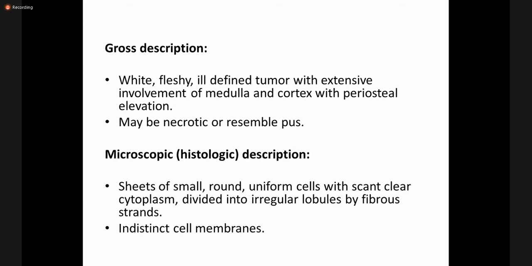On microscopy, there are sheets of small rounded cells with stippled chromatin. They are uniform cells with a small amount of cytoplasm. On low power, the cells appear blue. There are indistinct cell membranes.